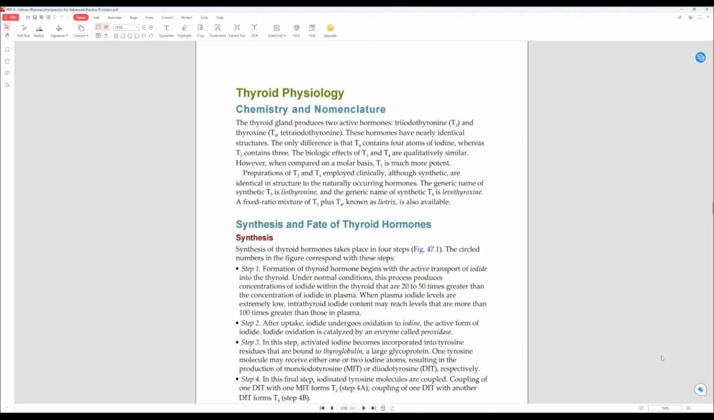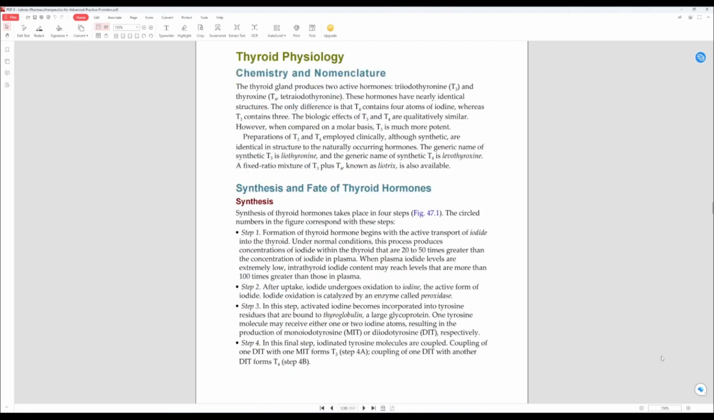The biologic effects of T3 and T4 are qualitatively similar. However, when compared on a molar basis, T3 is much more potent. Preparations of T3 and T4 employed clinically, although synthetic, are identical in structure to the naturally occurring hormones. The generic name of synthetic T3 is liothyronine, and the generic name of synthetic T4 is levothyroxine. A fixed ratio mixture of T3 plus T4 is known as Liotrix, and that is also available.